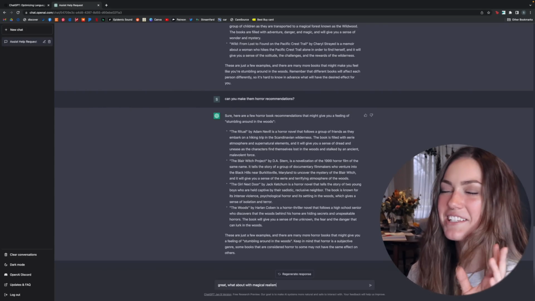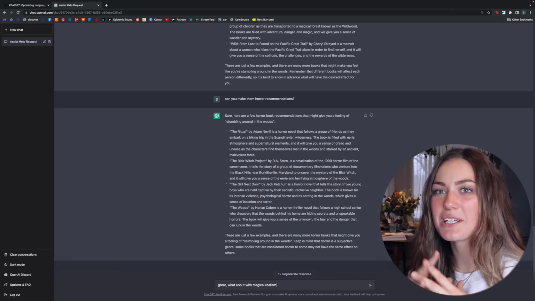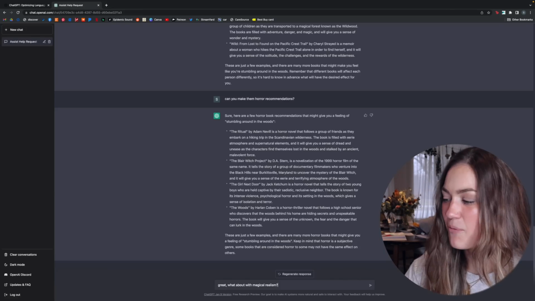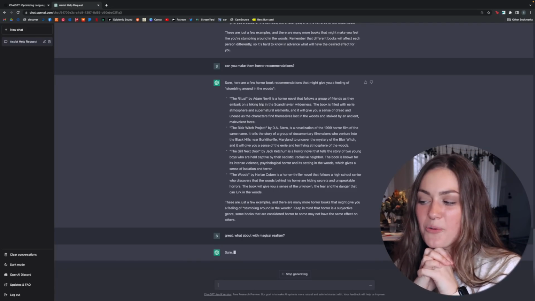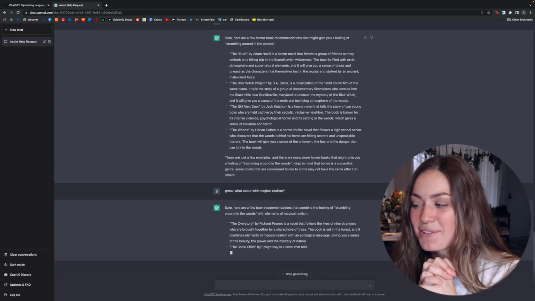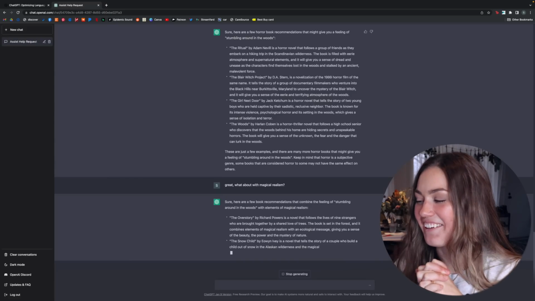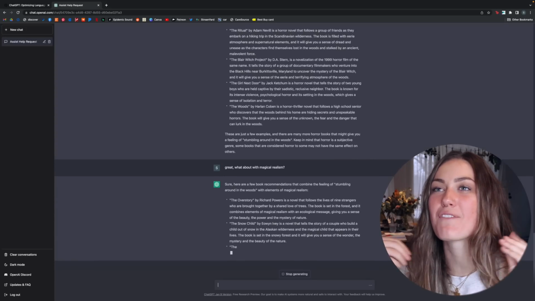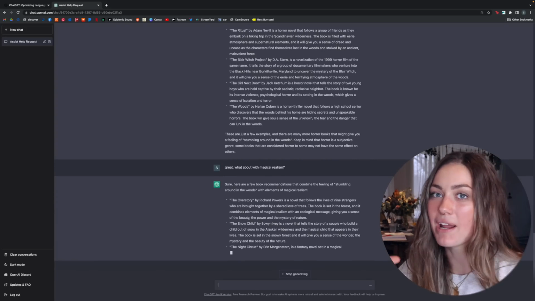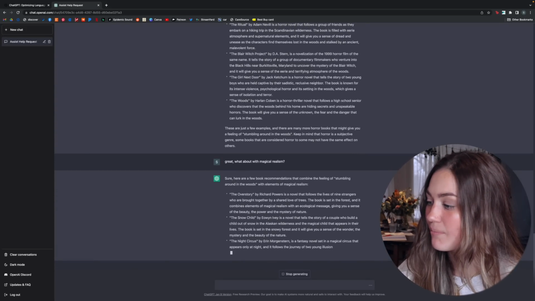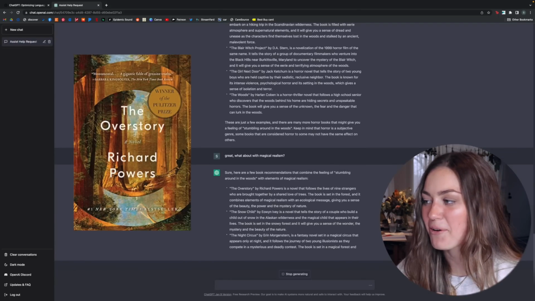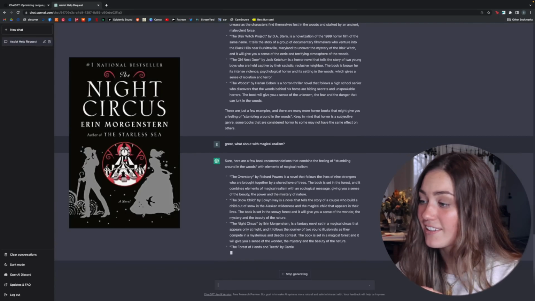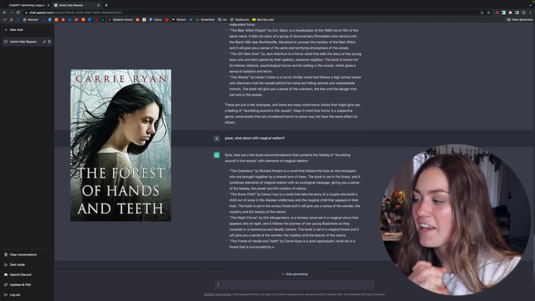I want to say, because stumbling around in the woods really makes me feel like it could be something very atmospheric and strange. And I want to see what they would do with magical realism and this concept. Okay, wait. This is great. So, if you're looking for a book recommendation that feels like stumbling around in the woods, but add in magical realism, it's The Overstory by Richard Powers, The Snow Child by Eowyn Ivey, The Night Circus by Erin Morgenstern, and The Forest of Hands and Teeth by Carrie Ryan.